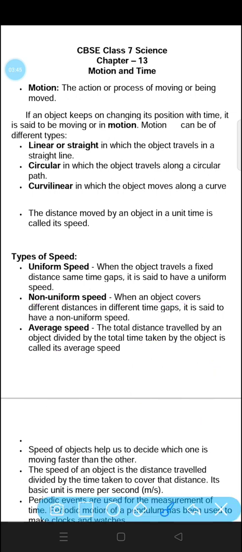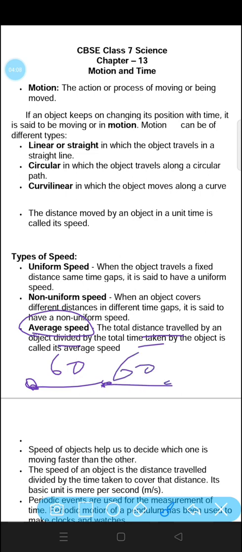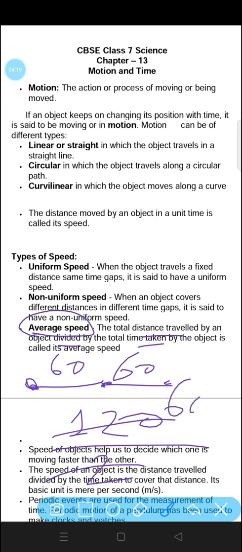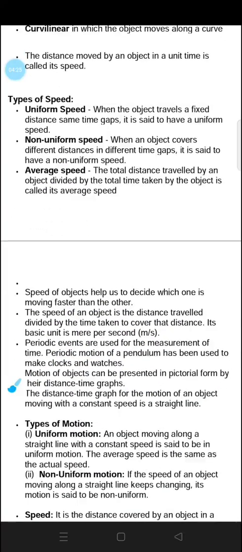After that comes average speed. It is the total distance travelled by an object divided by the total time taken by the object. For example, if we are talking about a vehicle which has travelled 120 kilometers, the total distance is 120 kilometers and the total time taken is 2 hours. So we can say the average speed is 60 kilometer per hour. This is what average speed is.